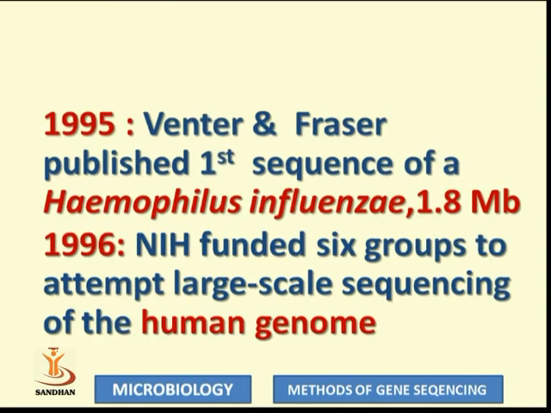In 1995, Venter first published the sequence of Haemophilus influenzae, which had a size of 1.8 MB. So after viruses, in the field of bacteria, that was the first genome to come. In 1996, NIH funded a six-group attempt at the large-scale sequencing of the human genome. So now people have entered not only from bacteria, but up to the level of the human, to get the entire decoding of the DNA sequence.